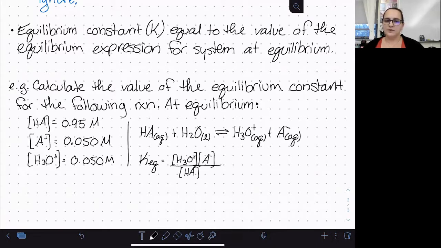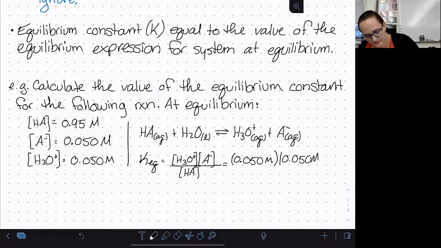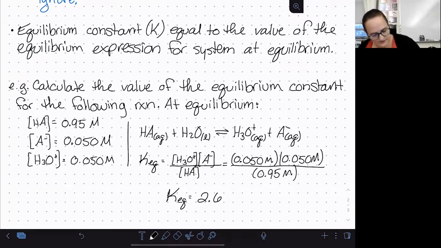So calculating the value of K is just going to be taking our concentrations. We're told that at equilibrium, we have these concentrations, and plugging them into our equilibrium expression. So H3O+ was 0.05 molar, A- was the same, and then HA was 0.95 molar, which gets us a value for K of 2.6 times 10 to the negative 3.